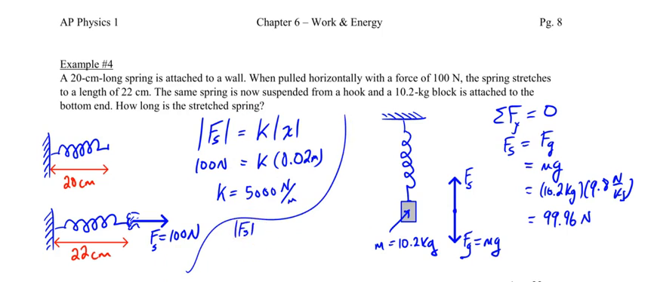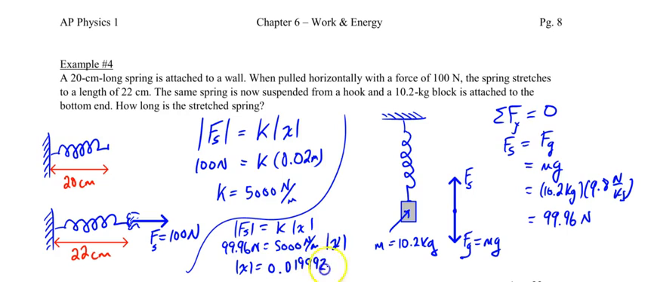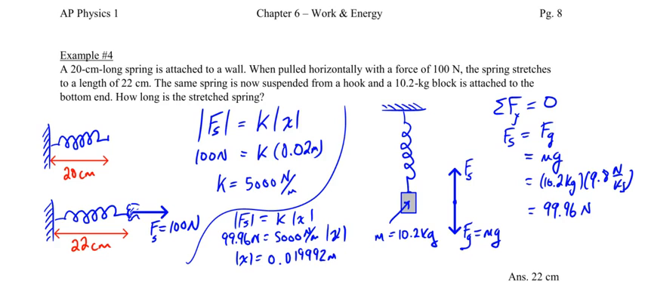The spring force is equal to K times the stretch distance. The spring force is now 99.96 newtons. K is still the same spring, so it's 5,000 newtons per meter, and so we can find the new stretch distance x. So the stretch distance will be equal to 0.019992 meters. But that's not the answer that's listed down below, if you look carefully. So why is that so? Well, technically, let's round that off to 0.02 meters, or essentially 2 centimeters.